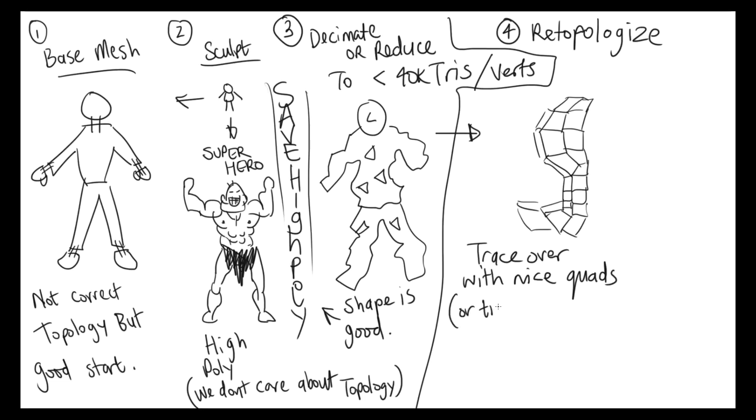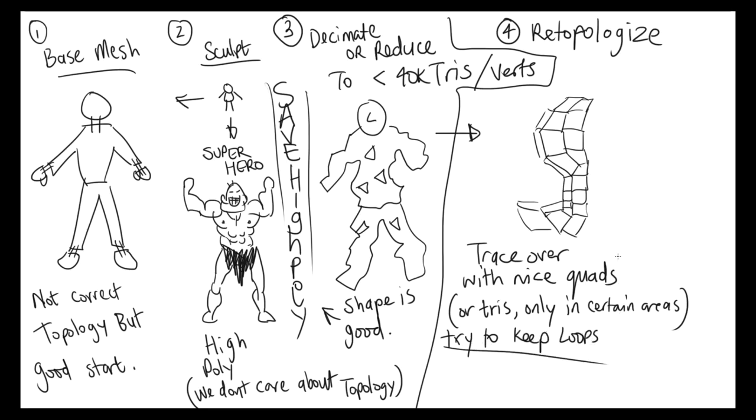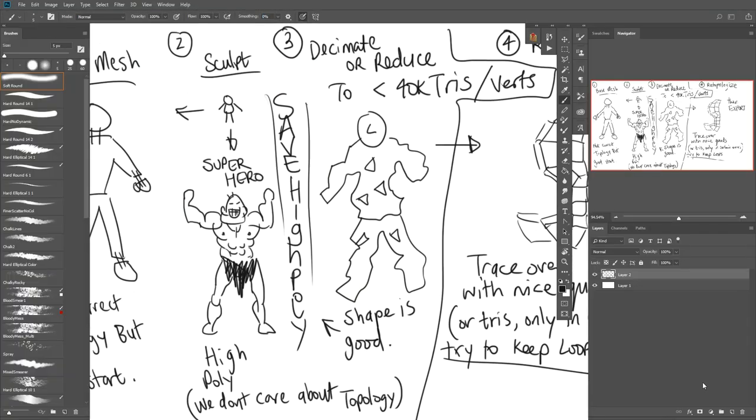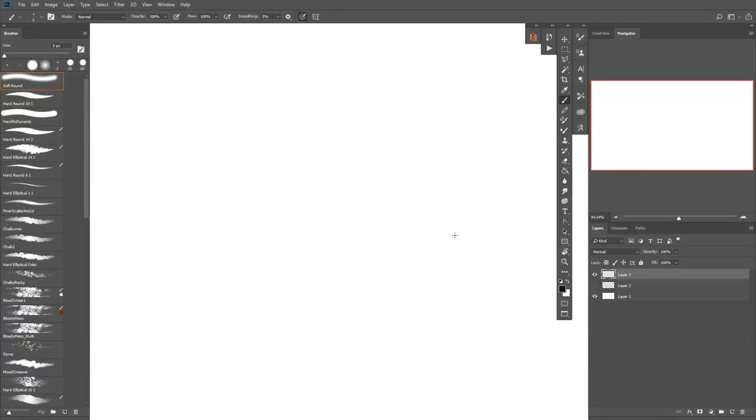So trace over with nice quads or tris only, and you're allowed tris, but only in certain areas that don't move very much. Try to keep loops. Retopologize. Then export.